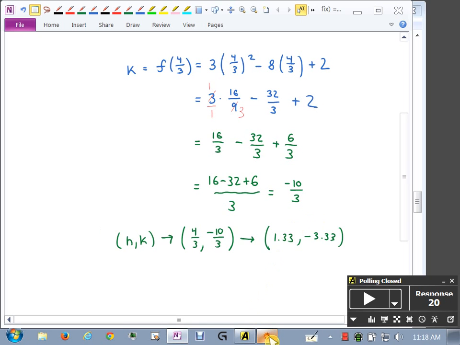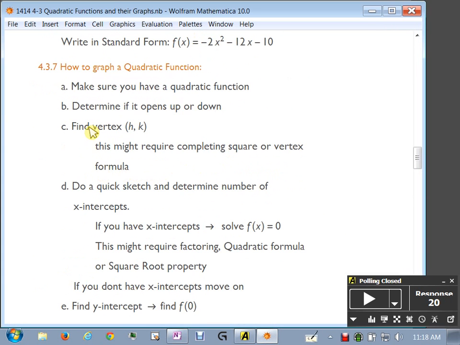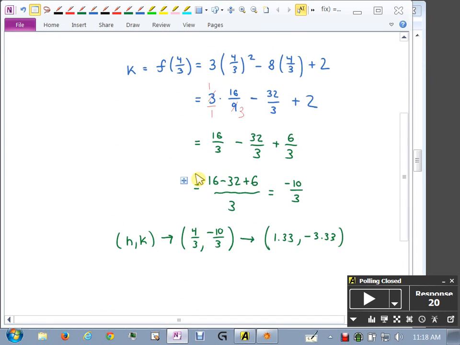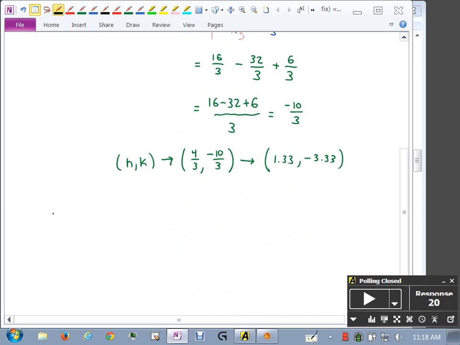What is the next step? X-intercepts. You do a quick sketch, and then you see if you have x-intercepts, right? So I'm going to do a quick sketch on this one. I'm on part D. The most important thing with your quick sketch is to locate the vertex. So the vertex, I move to the right 1.3, and then I move down 3.3. So my vertex can be somewhere in this area, and my parabola opens which way? What did we say from part B? Up. So if this parabola opens up, do you agree that we will have 2 x-intercepts?